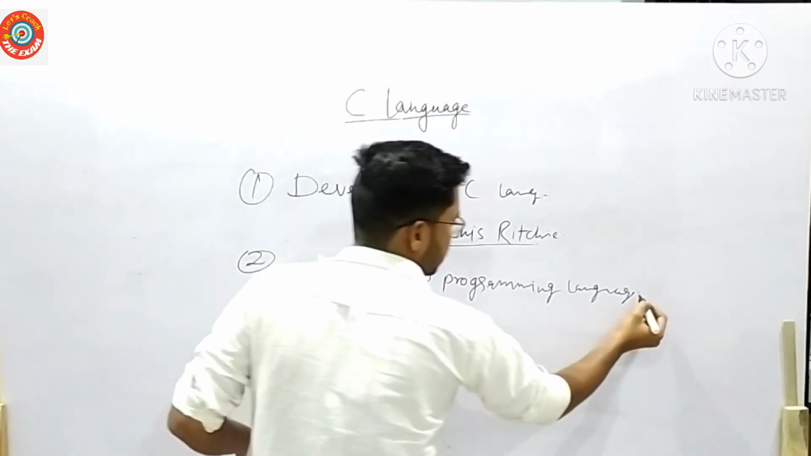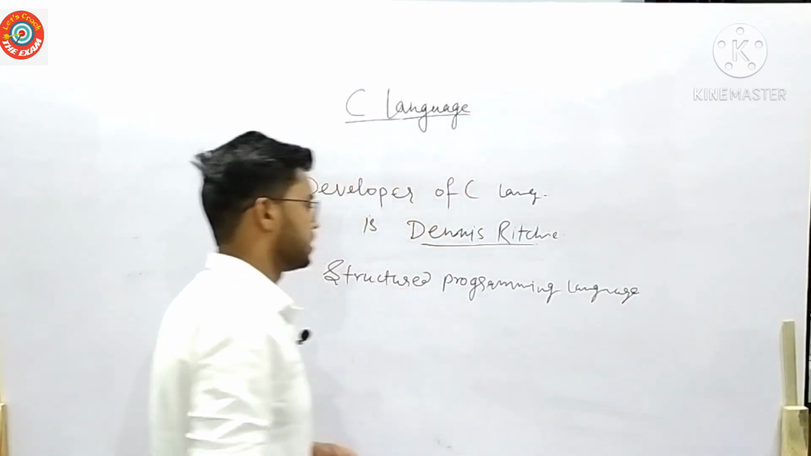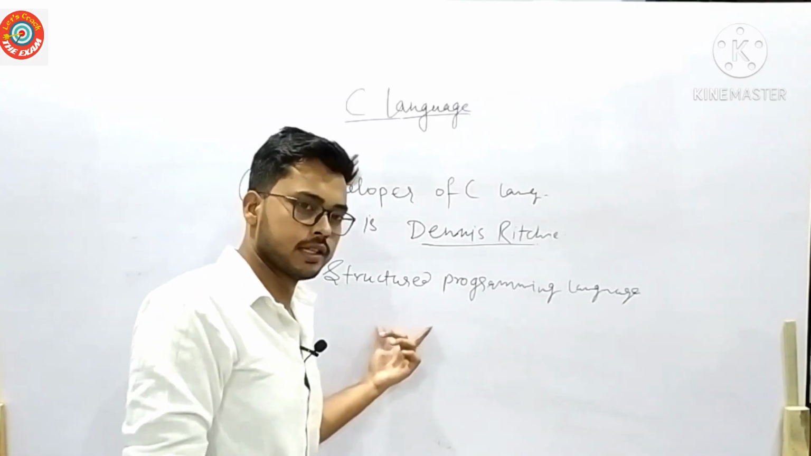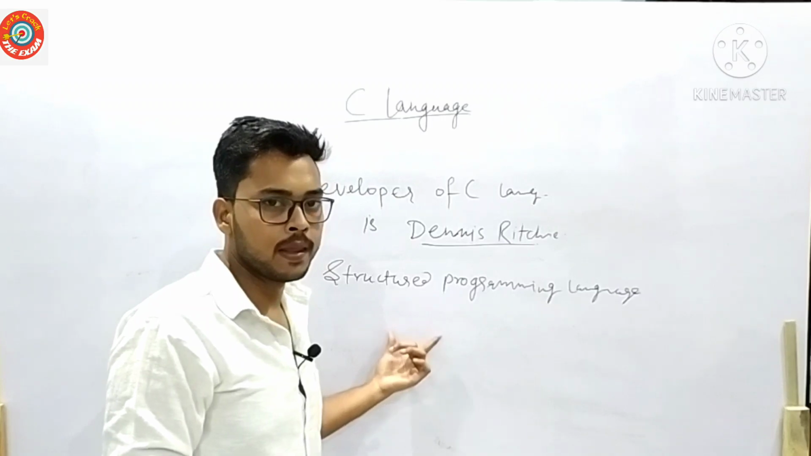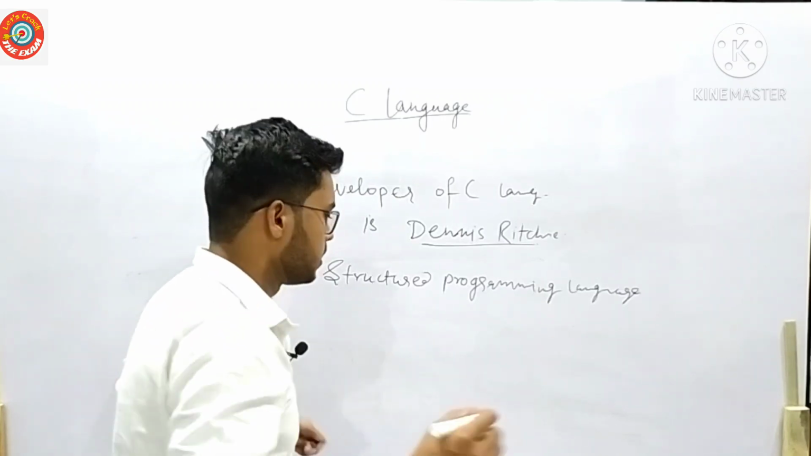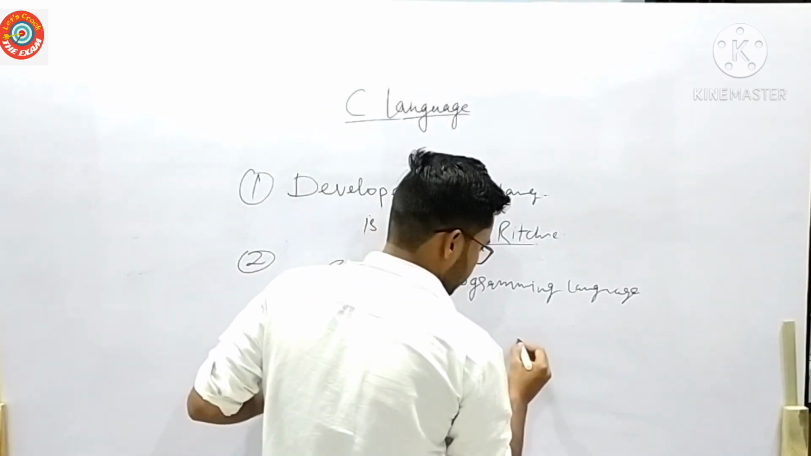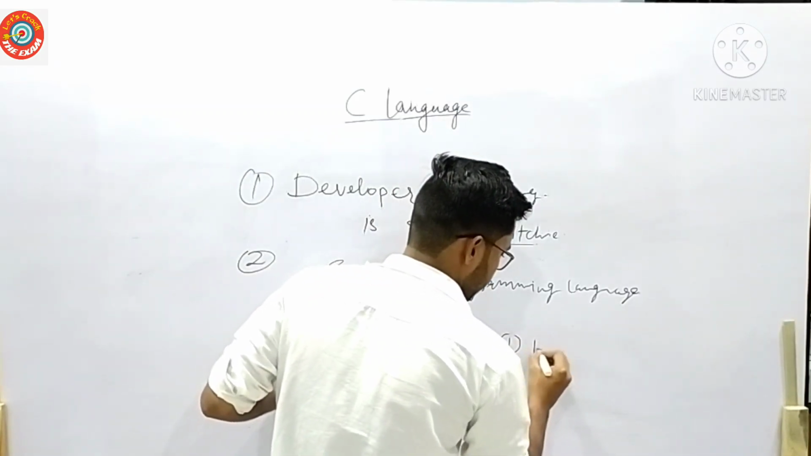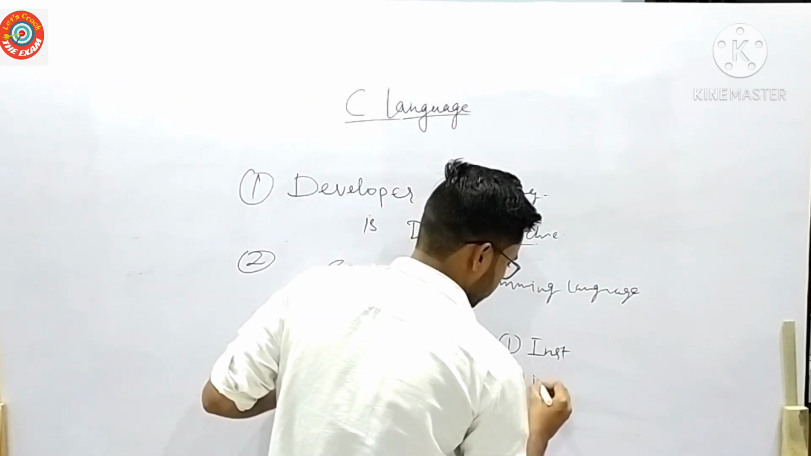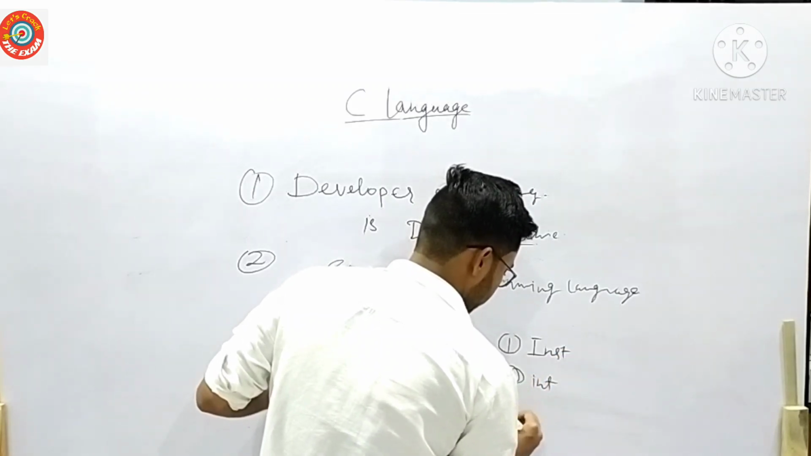Okay. C is a structured programming language. Structured programming language means the execution of program will be conducted instruction by instruction. Okay. For example, if there is a first instruction, there is a second instruction, and there is a third instruction.